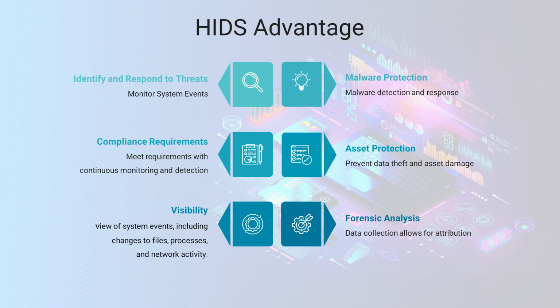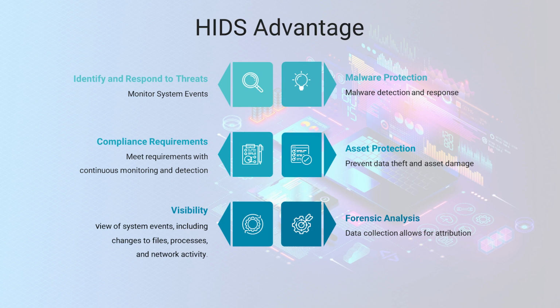Compliance requirements. In many industries, the regulatory bodies require organizations to implement specific security controls to protect sensitive data. A HIDS can help meet compliance requirements by providing continuous monitoring and detection capabilities. Asset protection. The HIDS can protect critical assets such as servers and workstations by detecting and responding to threats in real time. This could prevent attackers from stealing sensitive data or causing damage to the system. Visibility and forensic analysis. A HIDS can provide a comprehensive view of system events, including changes to the files and processes and network activity. This information can be invaluable for forensic analysis and investigation of security events.